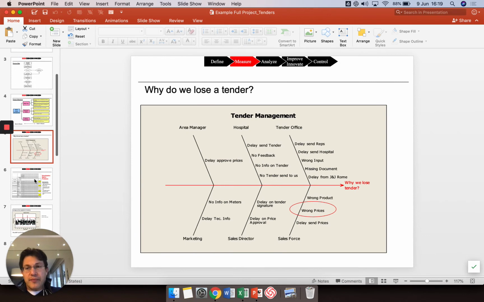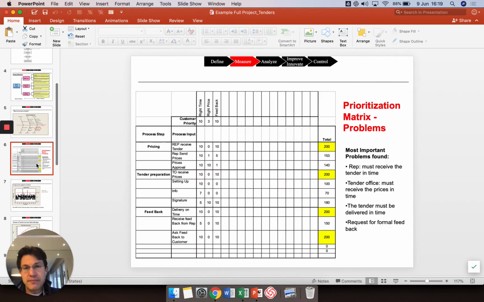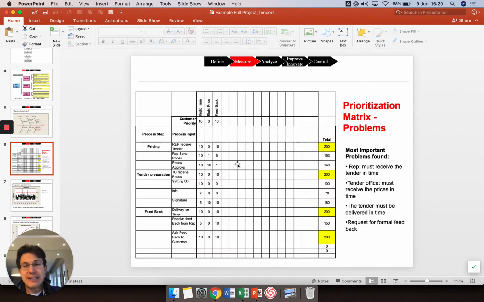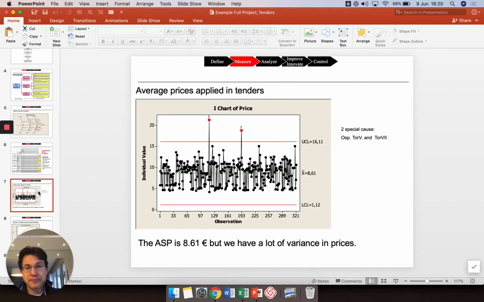Then the team started further analysis of the factors that came out of the brainstorm. They did a correlation of each factor in terms of the voice of the customer. So remember, right time, right price, and feedback. And after that, for those factors that were ranked as a higher priority, the team collected data and started analyzing this data.